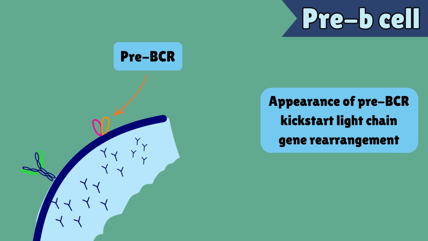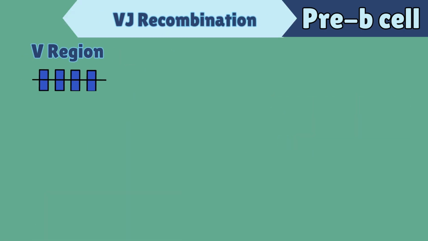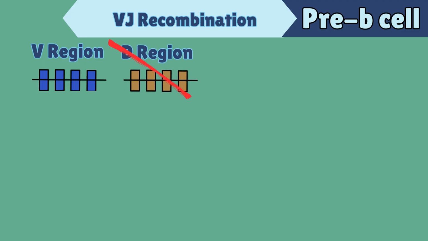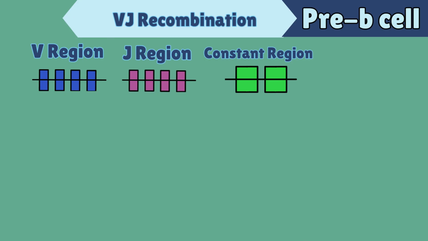Going back to the appearance of pre-BCR, this will kickstart the light chain gene rearrangement. The VJ recombination is going to have 3 gene segments instead of 4. What it does not have is the D region. There's still the V region, the J region, and the constant region.